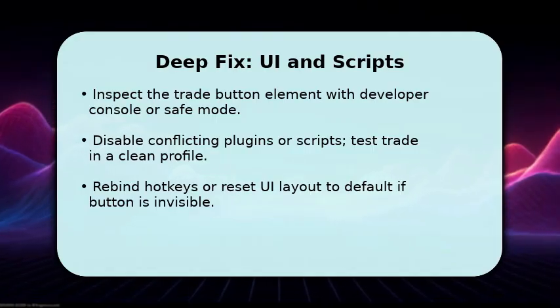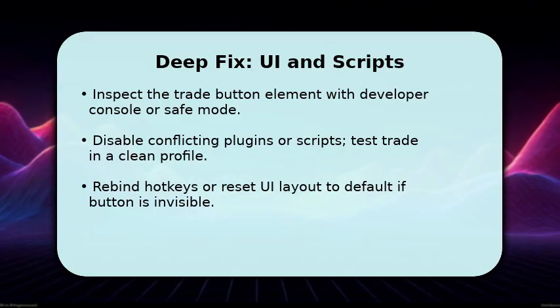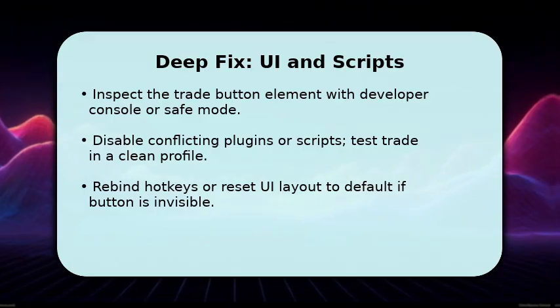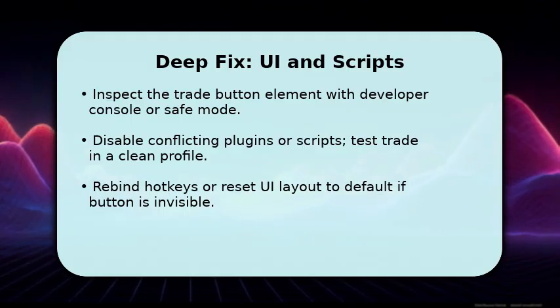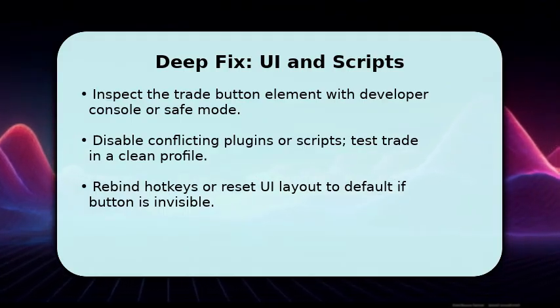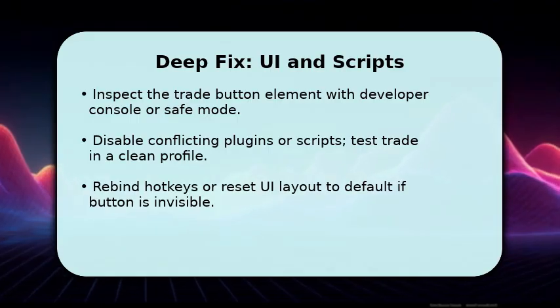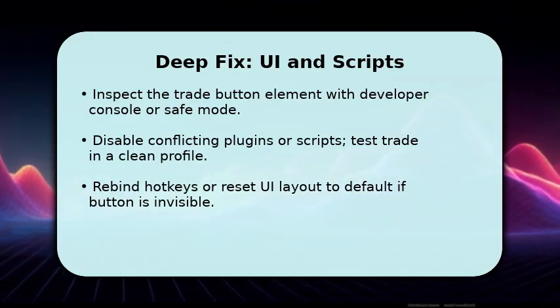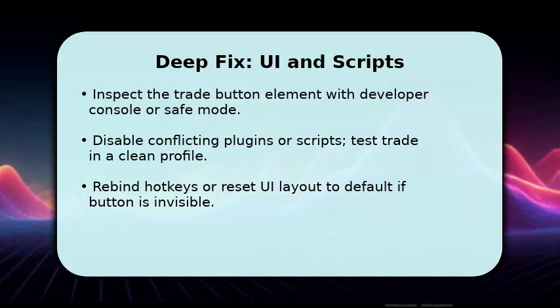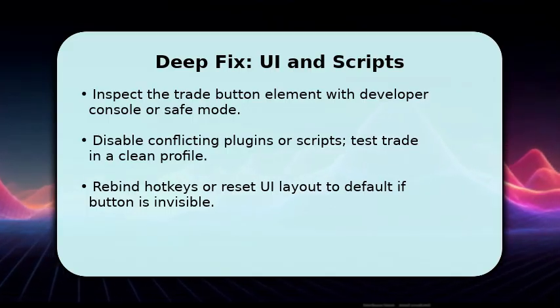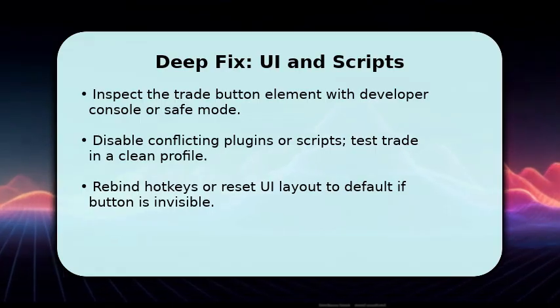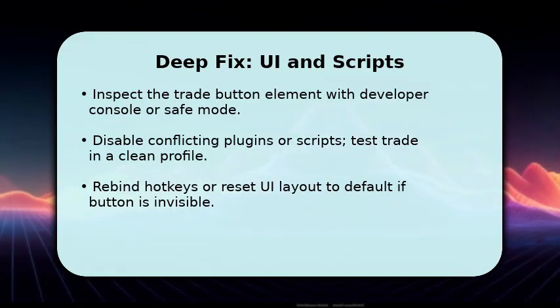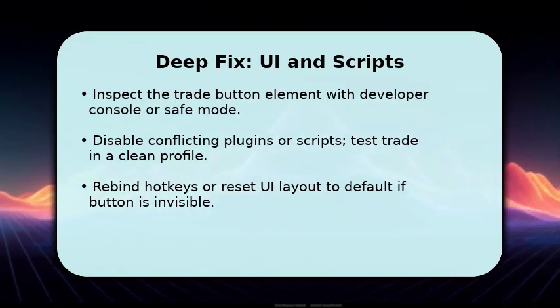Open the developer console or use the game's safe mode to inspect the trade button element and see if it receives clicks. If you run add-ons or scripts, disable them and test in a clean profile because conflicts often intercept input. Also rebind trade hotkeys or reset the UI layout to default to restore hidden elements. These steps reveal whether the problem is visual, input-related, or caused by external code that prevents the game from registering the action.